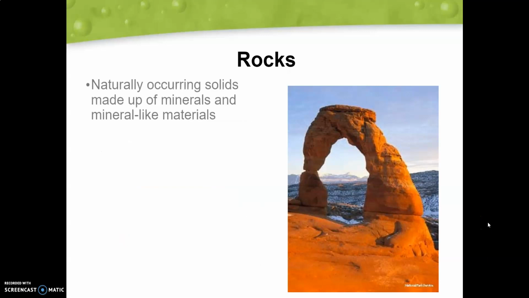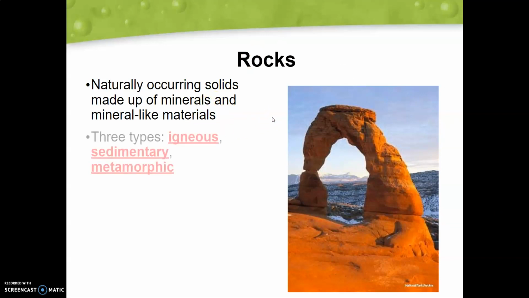Okay, so rocks, first of all, are naturally occurring solids made up of minerals and mineral-like materials. There are 3 different types of rock that we're going to talk about in this section: igneous, sedimentary, and metamorphic. In this set of notes, anything that's in red, bold, underlined, that's what you're going to fill in on your notes handout in Schoology. And since this is in an Edpuzzle, it'll pause every once in a while for you to answer some questions, but just giving you a heads up there.